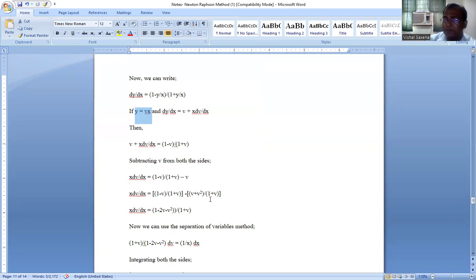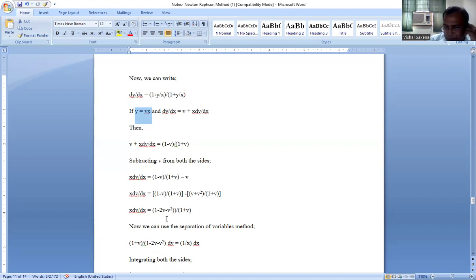So dv by dx, we have to separate this term, and finally you will see this one. First bring this term of v to the right hand side, take the LCM and then simplify it. So what is obtained there? x into dv by dx is equal to the right hand side term, 1 minus 2v minus v square upon 1 plus v. That is the right hand side term, and the left hand side term is x into dv by dx.